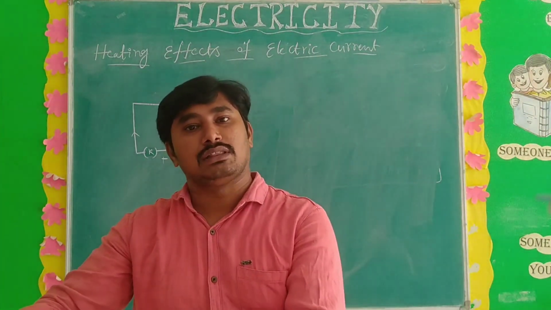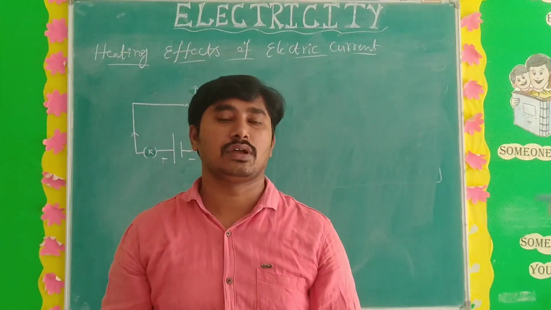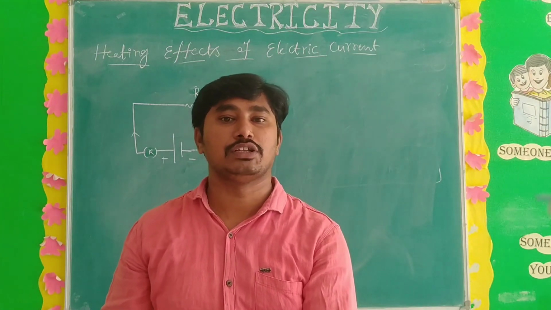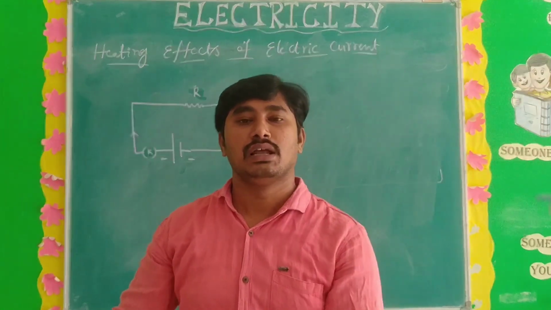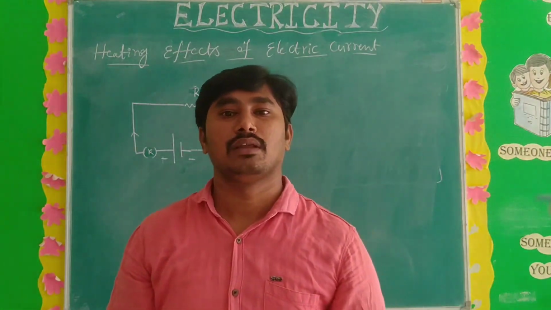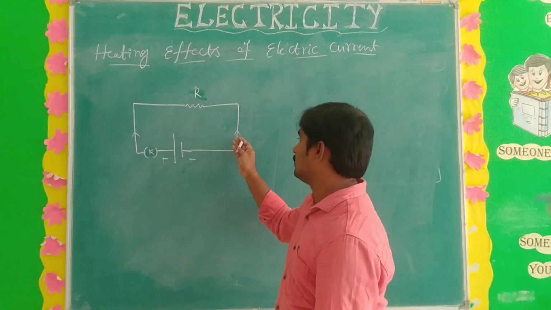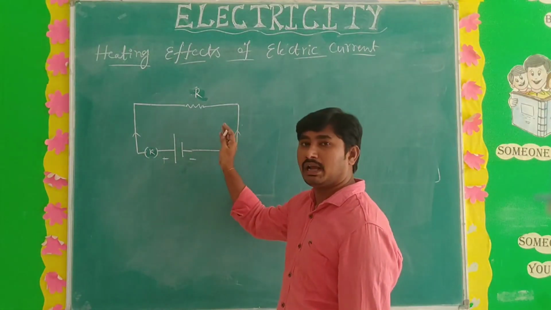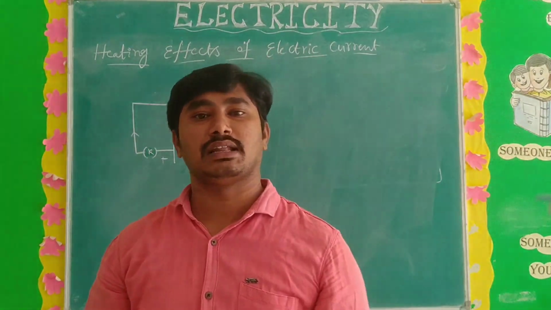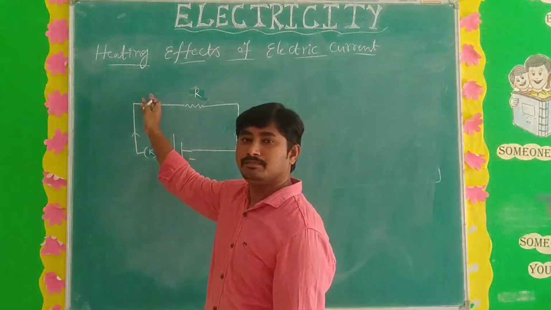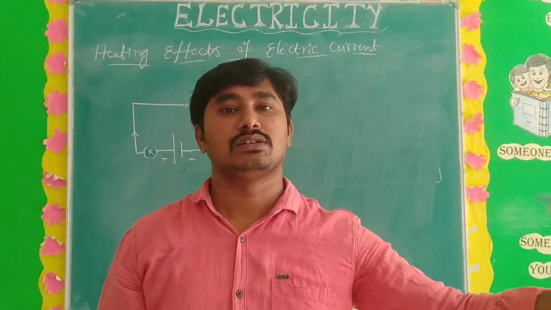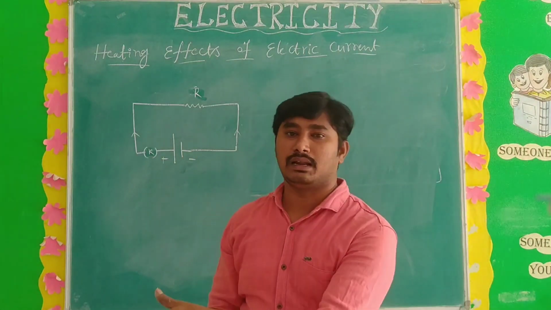These electrons collide with positive ions. When an electron collides with positive ions, it loses energy. That lost energy is converted into heat and light energy, mostly heat energy. So when we use electric current to convert energy into heat energy, that process is nothing but the heating effect of electric current. It means that by using electricity, you produce heat energy.